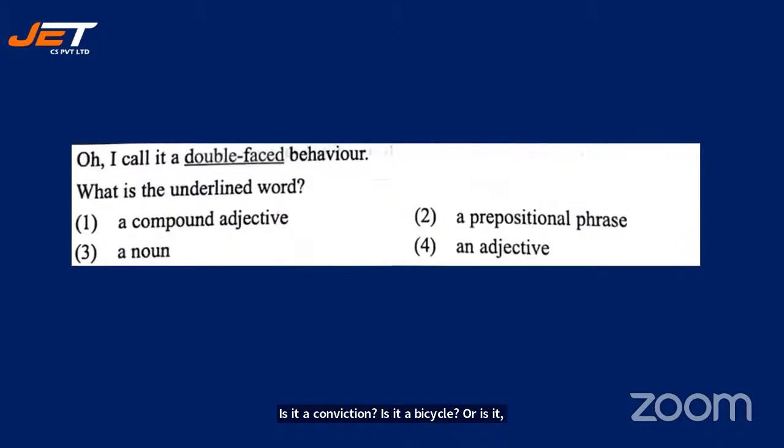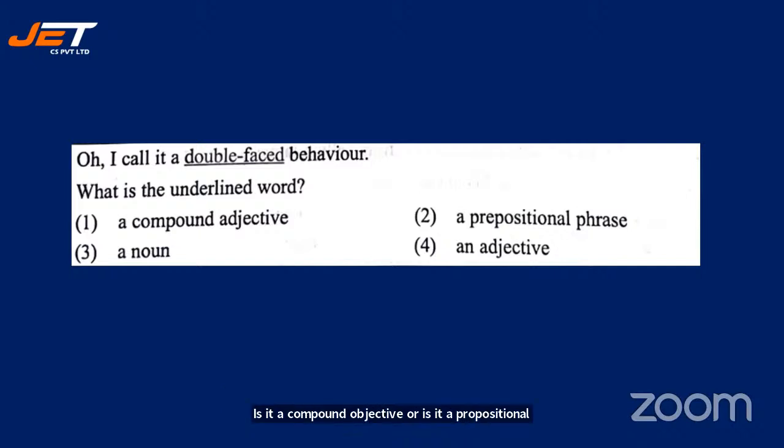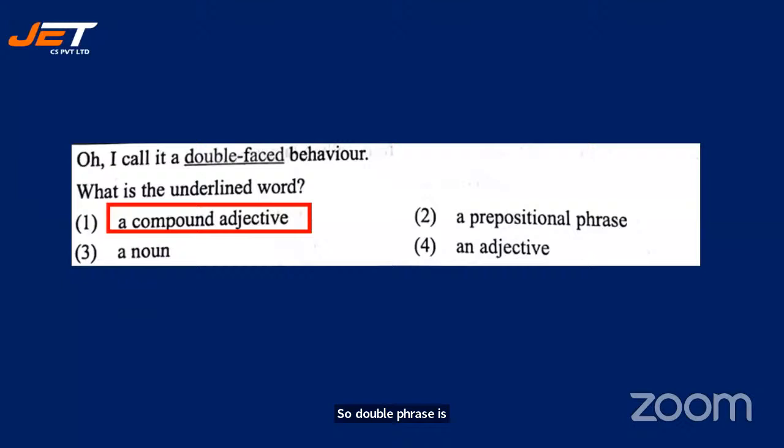See the next one. I call it a double-faced behavior. What is the underlined word? Double-faced means what? Is it a compound adjective? Or is it a prepositional phrase? Or is it a noun? Or is it an adjective? So, double-faced is a compound adjective. All right. So, quickly note down, students. These are all an extension of grammar. So you need to know all this.